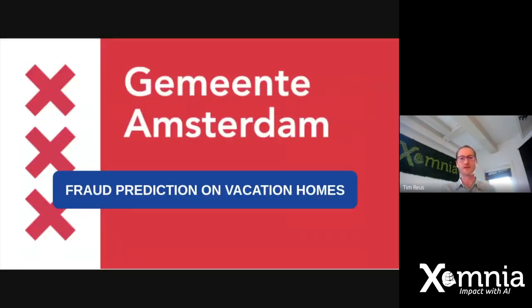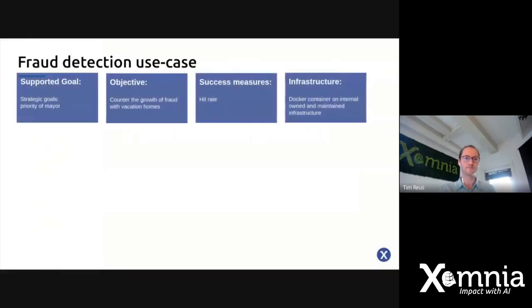So I have a few examples, and I would like to go through them quite quickly because of the time. The first thing is actually fraud predictions on vacation homes at the municipality of Amsterdam. So if we go through what the use cases are here, this is a very interesting one because of the supported goal.